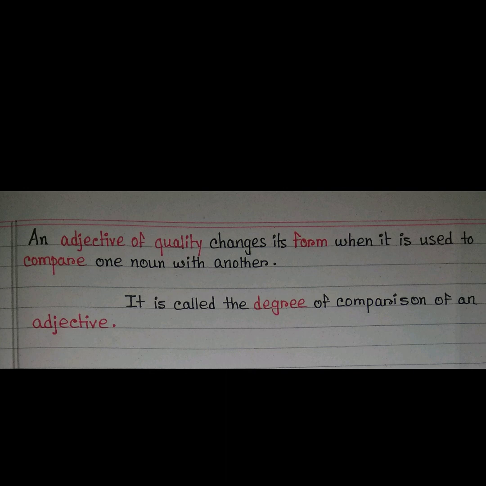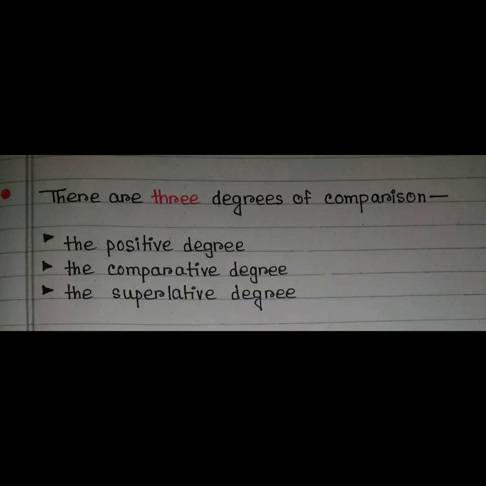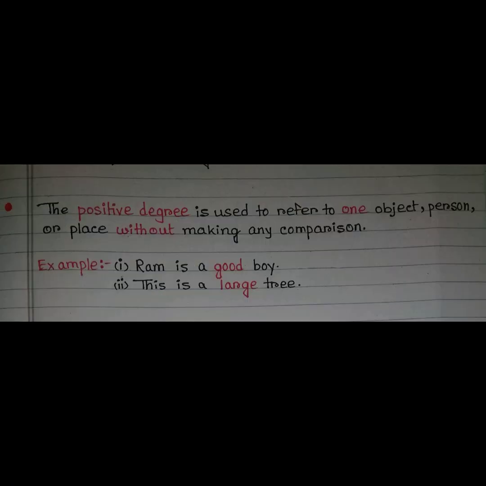So, first of all, we have to know what is adjective. An adjective is a word which adds something to the meaning of a noun, that is adjective. There are 3 degrees of comparison. When we compare some adjective, there are 3 degrees of comparison, that is positive degree, comparative degree and superlative degree. The positive degree is used to refer to one object, person or place without making any comparison.